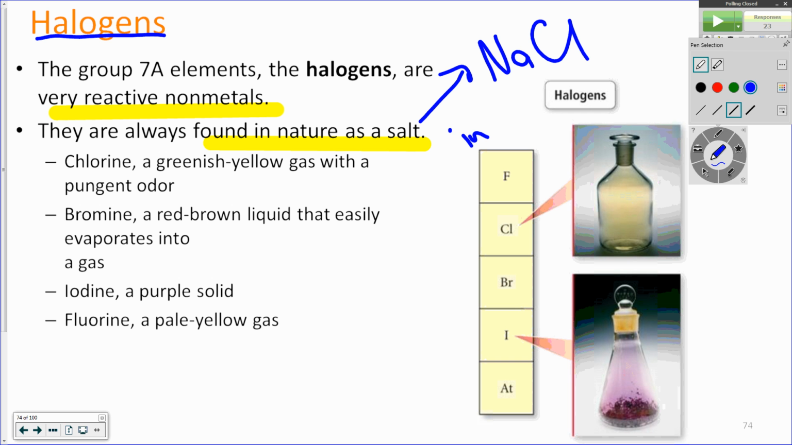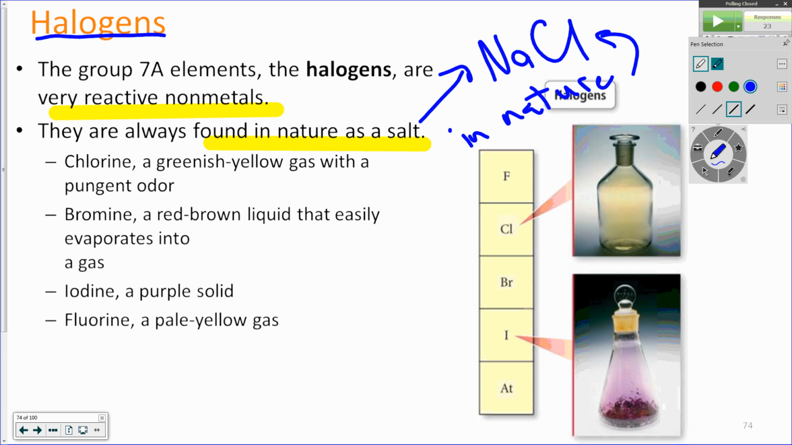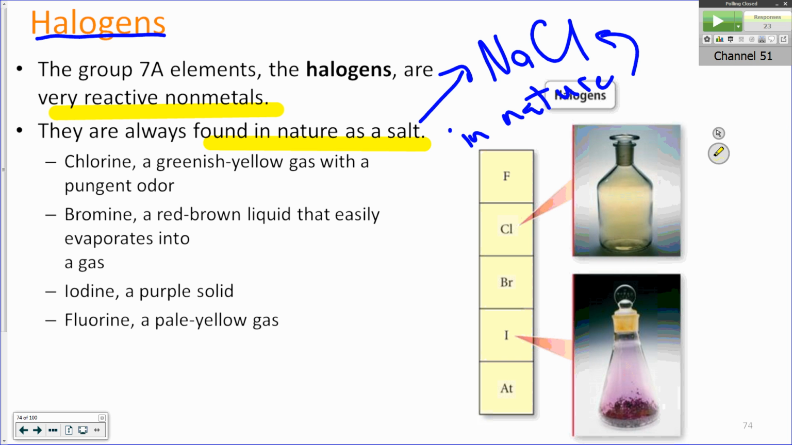This is found in nature, and in large amounts of it. So we can get it out of sea salt. Where do you think we get most of the table salt that we consume? Anybody been to Utah?